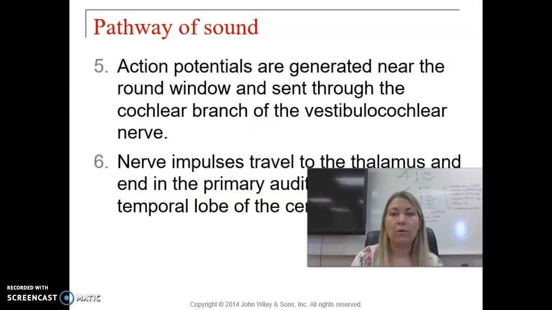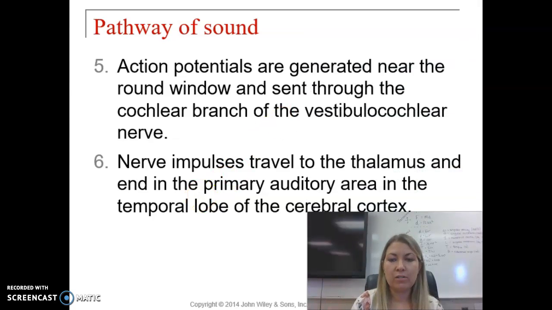reaches the vestibulocochlear nerve. And if I'm going too fast, guys, just feel free to pause it while you write it down and then start it up again. The nerve impulses will eventually pass through the thalamus into the primary auditory area, which is in the temporal lobe. So it doesn't have to go very far.